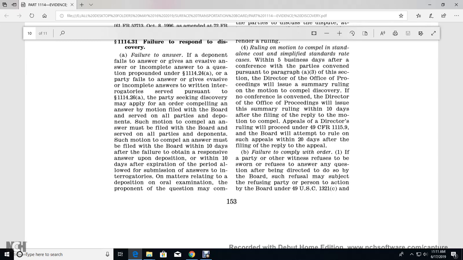Appeal of the director's ruling follows the procedures of Title 49 CFR 1115.9, and the board will attempt to rule on such appeal within 20 days after the filing of the reply to the appeal.